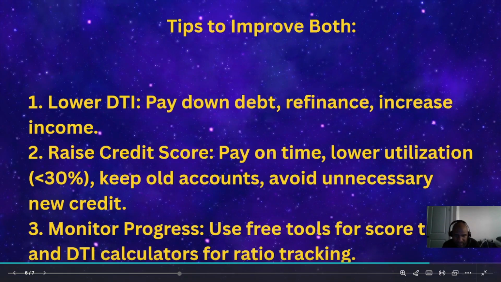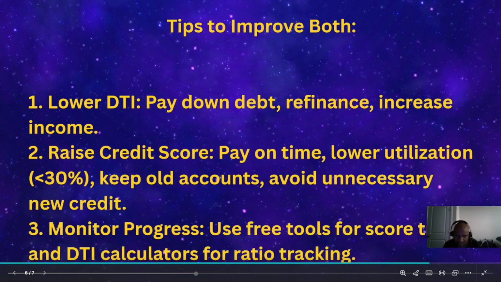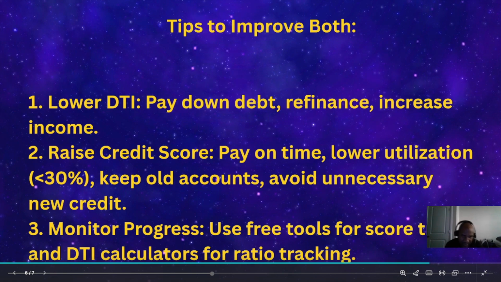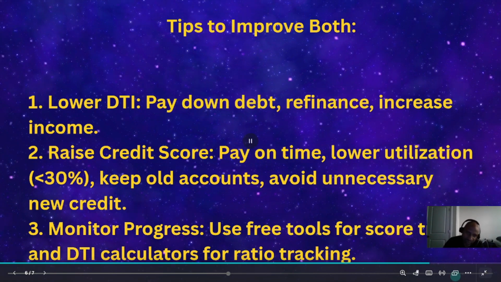Monitor progress. Use free tools for score tracking and DTI calculators for ratio tracking.